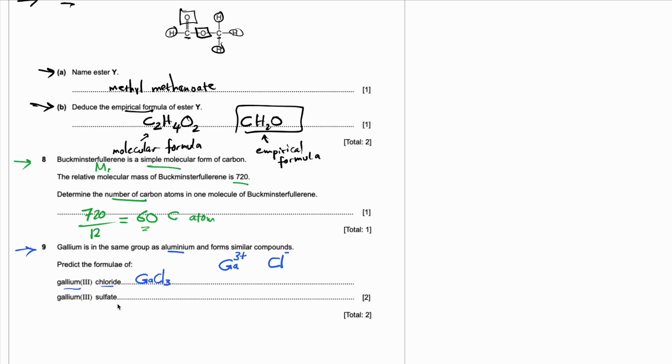Gallium 3 sulfate. Once again, we have gallium 3 plus, and sulfate is a compound ion. Its formula is SO4, and it carries a charge of 2 minus. So you cross the numbers without charges down below, and it gives us gallium 2, SO4 between brackets because it's a compound ion, and then you put down below 3. So that's the formula of gallium 3 sulfate.